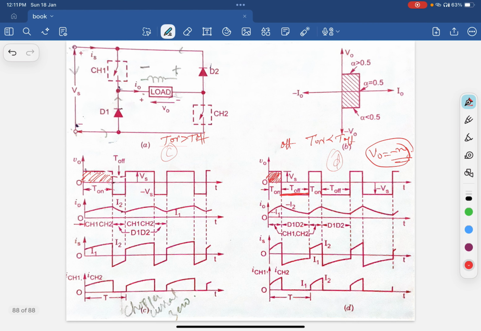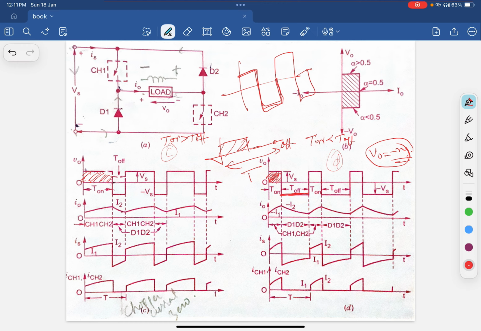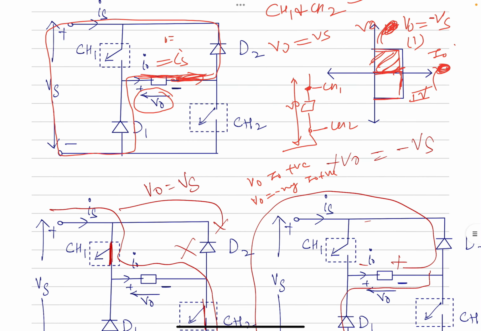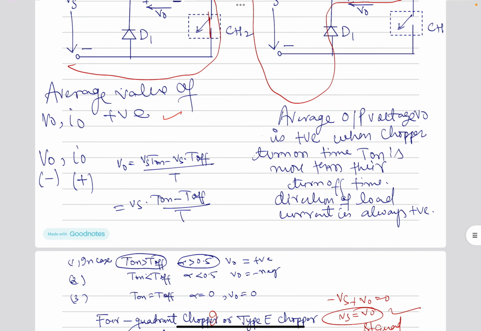How do we calculate their average value? I have already discussed that the average value is the area upon the time period. You have to check the cycle from where the waveform repeats again. Here the waveform repeats again, so this is the complete cycle, the time period T. Up to this period it is conducting, then it is off. So how will we calculate the average value of V naught and I naught when it is positive?